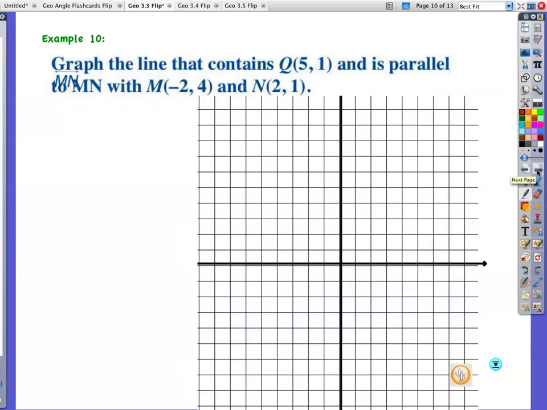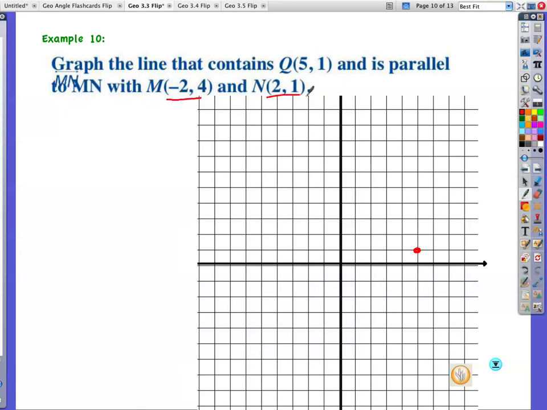And example 10. I can give you all kinds of situations with this, but we're just going to do one, and you can apply what you know to the rest of the problems that are similar to this. Sorry for the crazy mess up there, but graph the line that contains 5, 1. So I'm going to put the point right here. That means I have to make a line that goes through that particular point, and it's parallel to MN, with M having a point at -2,4 and N having a point at 2,1.